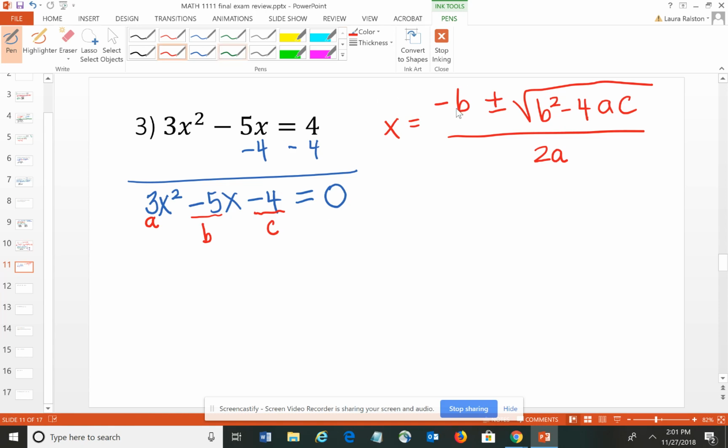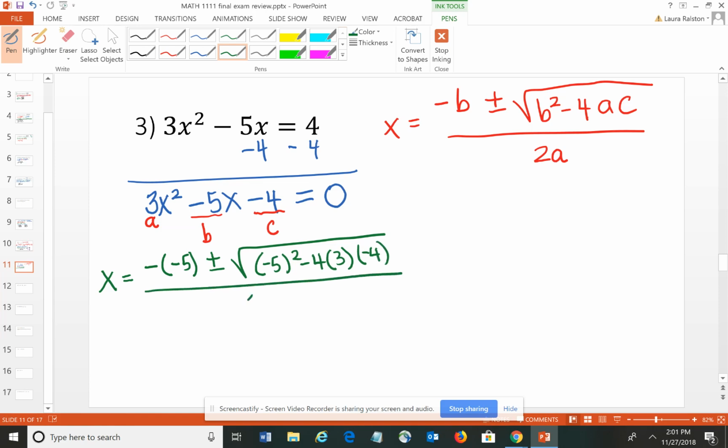And so I'm going to basically plug and chug into that formula. So I have x equals the opposite of negative 5 plus or minus the square root of negative 5 squared minus 4 times 3 times negative 4, all divided by 2 times 3. Okay, so then I'm going to do the math.